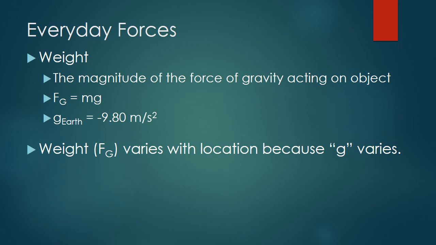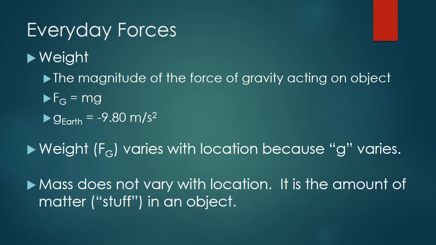And the weight varies with location because the acceleration due to gravity varies, right? Things accelerate slower on smaller bodies like the moon than they do on the Earth, and they accelerate faster on larger bodies like the sun or one of the larger planets. Now, mass does not vary with location. It's just the amount of stuff within an object, right? Mass is determined by the amount and type of atoms that make up an object.